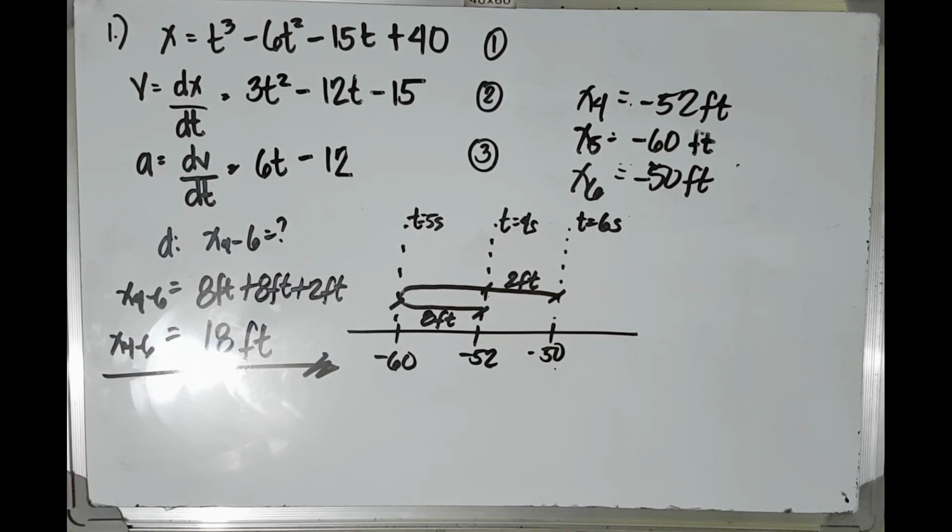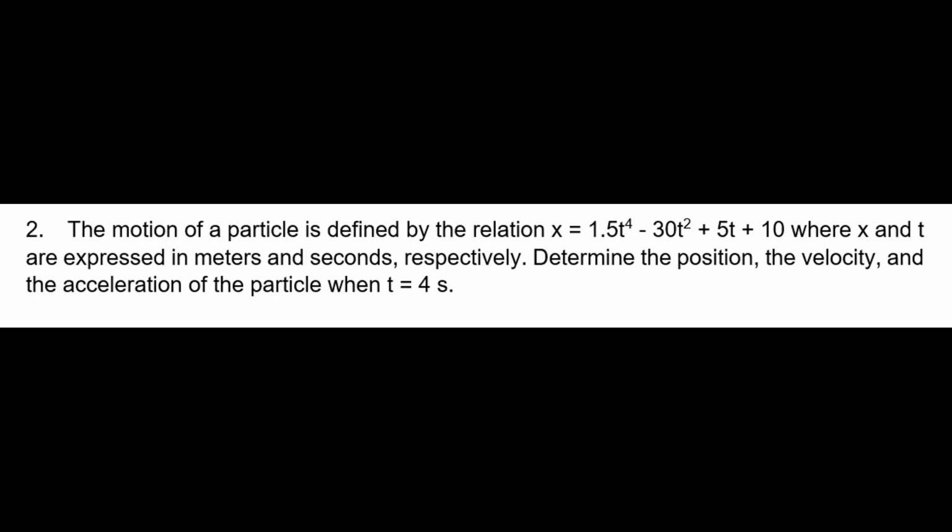For example number 2, the motion of a particle is defined by the relation x is equal to 1.5 t raised to 4 minus 30 t squared plus 5t plus 10, where x and t are expressed in meters and seconds respectively. Determine the position, the velocity, and the acceleration of the particle when time is equal to 4 seconds.